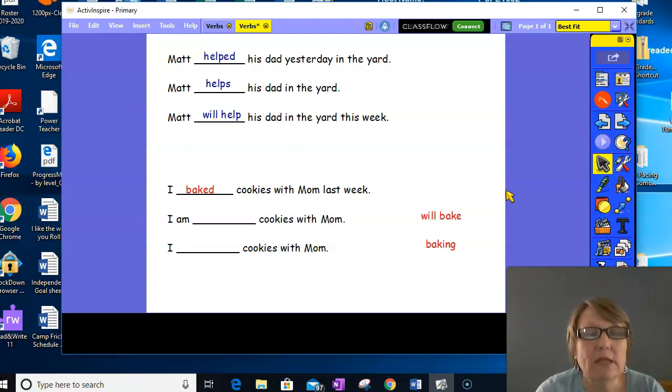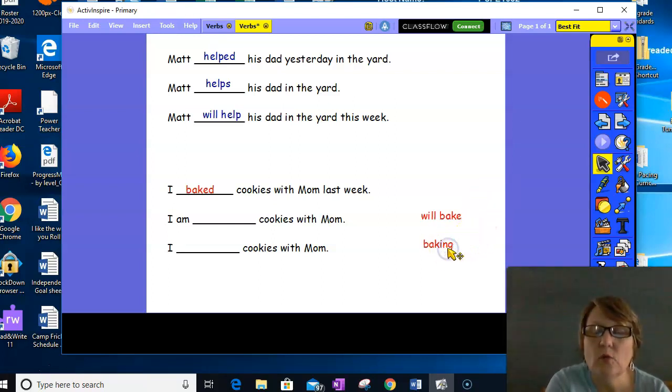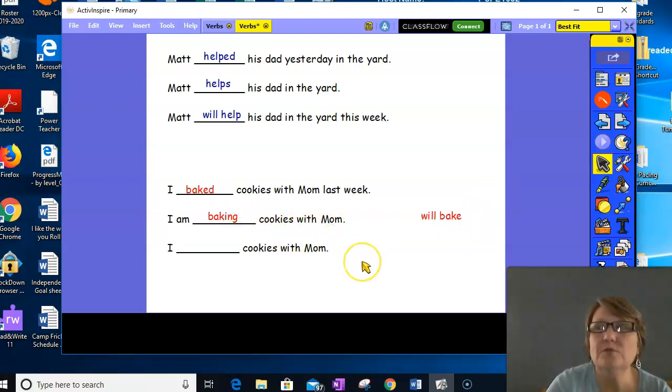I am blank cookies with Mom. I hear a clue. I am. That means it's happening right now. So that means the verb baking goes to complete that sentence. I am baking cookies with Mom.